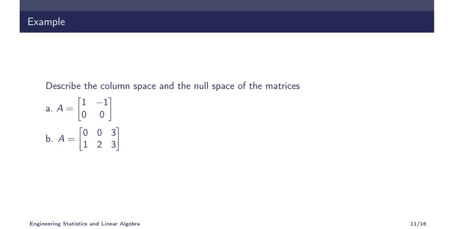Okay, we will see an example. You will clearly understand what we have to do. So describe the column space and null space of the matrices. There are two questions. First one is A equal to [1 0; -1 0] and the second is A equal to [0 1 0; 2 3 3].